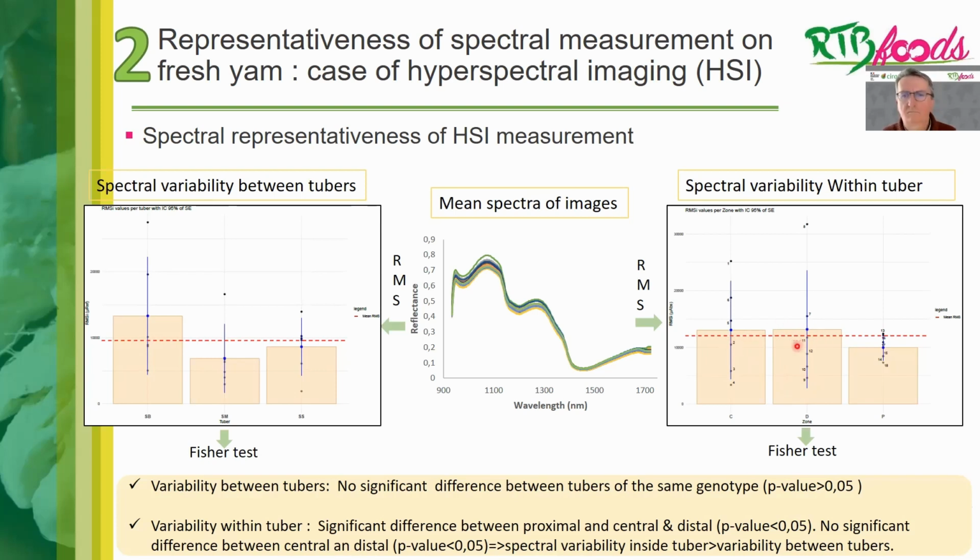We see that the RMS values are close to each other. From that, it means that in the case of hyperspectral measurement of fresh yam, we find that spectral variability inside a tuber is higher than spectral variability between tubers.